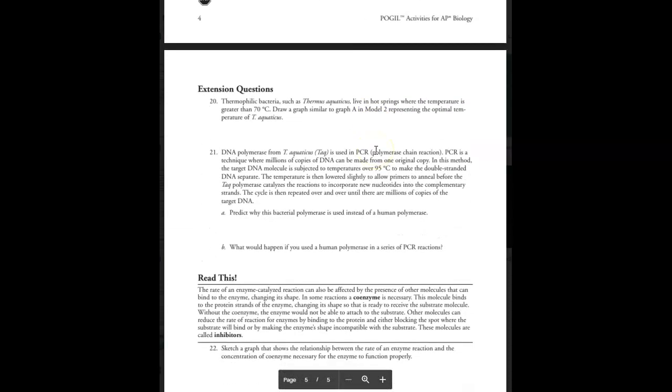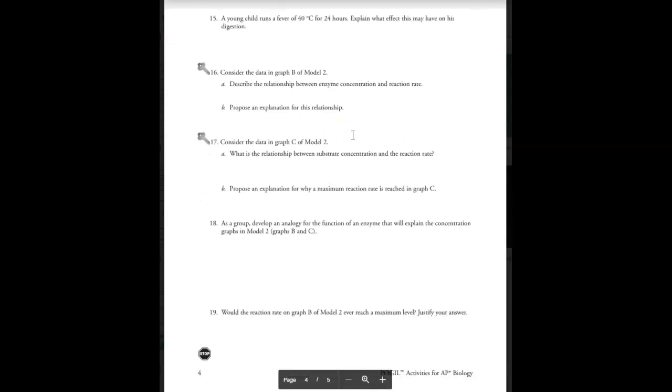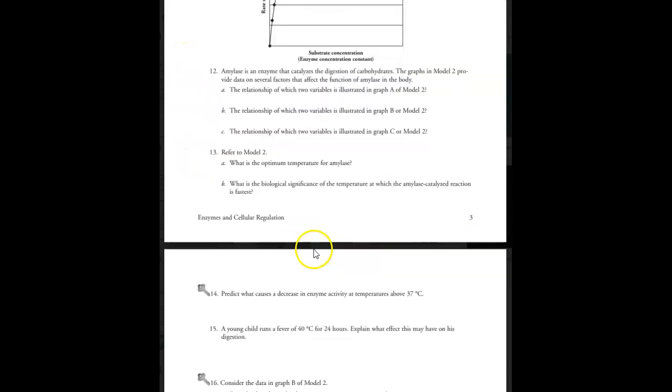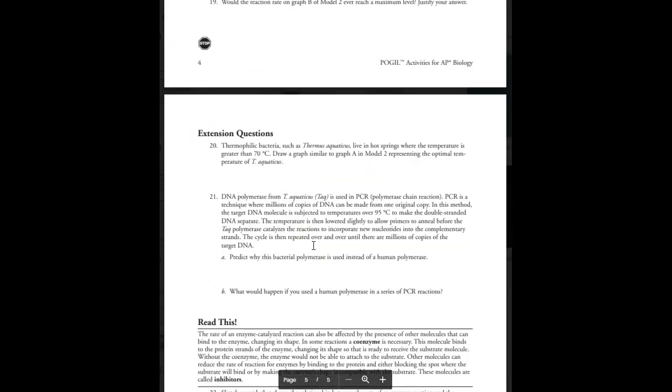All right, getting to the extension questions, which are always harder. For this one, you're drawing a similar graph to this temperature graph. So you would have rate of reaction, you'd have temperature, okay? But you're going to have the peak be somewhere greater than 70, because it says they live in hot springs where the temperature is greater than 70. So you're going to have the peak just somewhere be 70 or above, right? Okay.